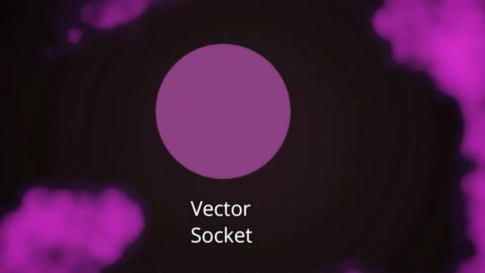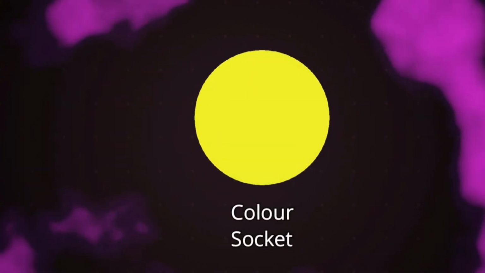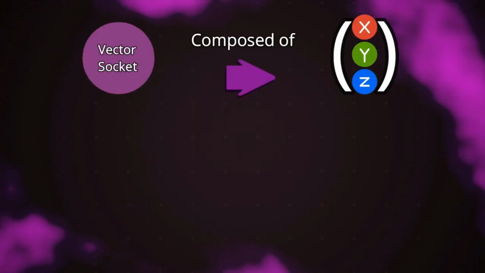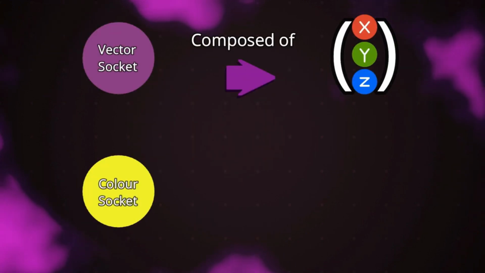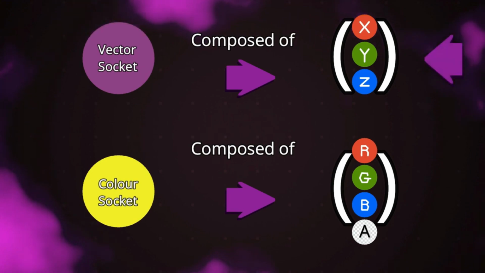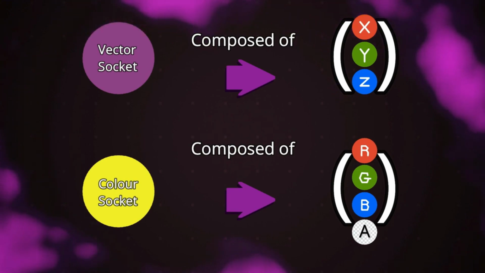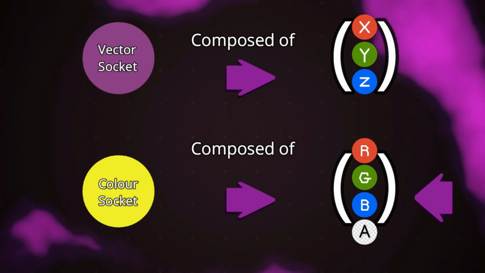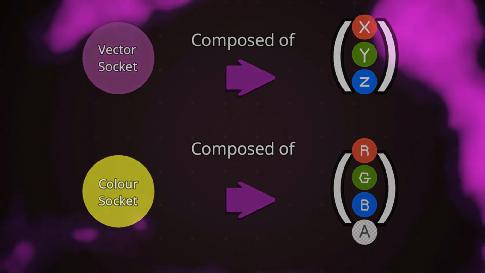So that's the vector socket, but what about the color socket? Does this have anything to do with vectors? Well, yes it does. Unlike the vector sockets in Blender, all color sockets are actually 4D vectors. This means that instead of having 3 numbers in the box, like for a vector socket, the color contains 4 values. These are represented with red, green, blue, and alpha.